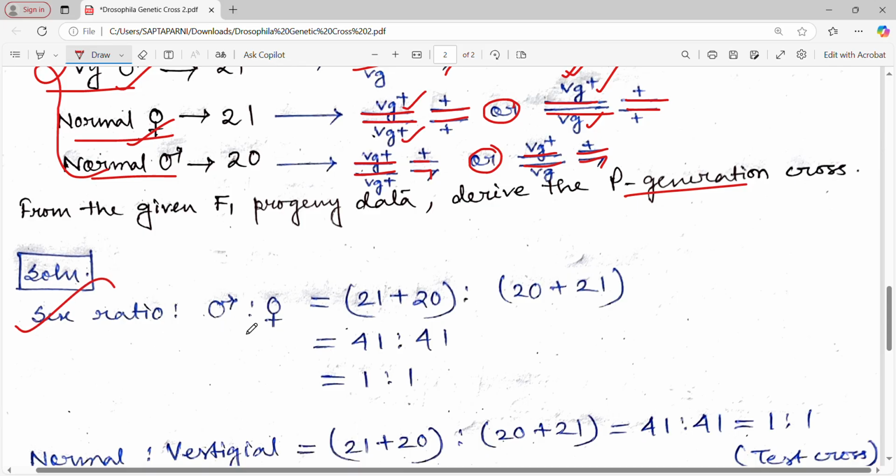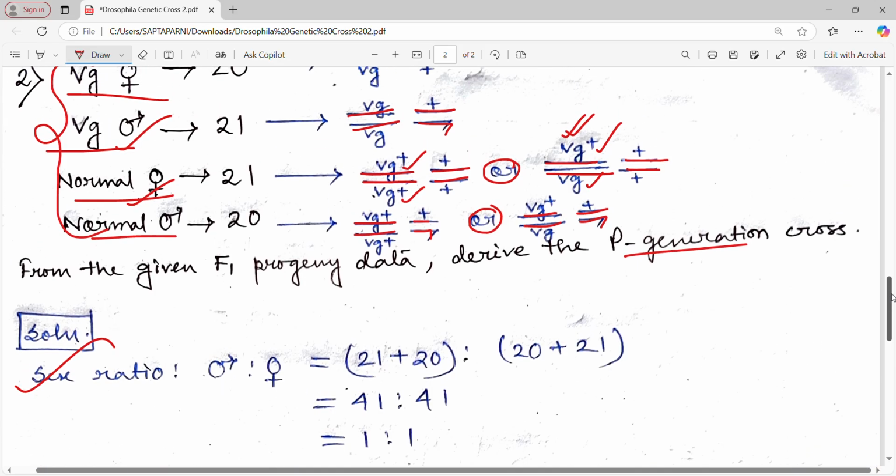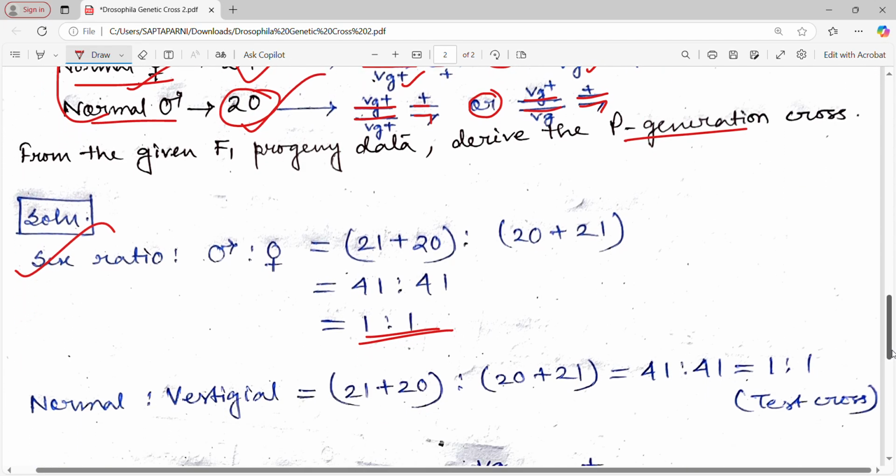Okay. Now first thing first, we have to derive the sex ratio, and here you can see male to female ratio would be, how many males are there? 21 plus 20, that means 41. And how many females are there? 20 plus 21, 41. So the ratio is 1:1, that means there is no lethality, so all the progenies of the F1 generation are alive.